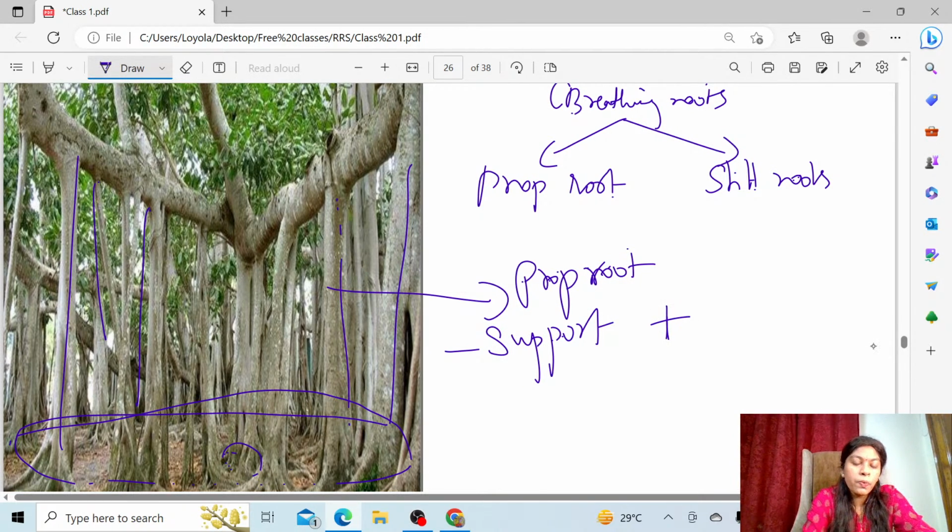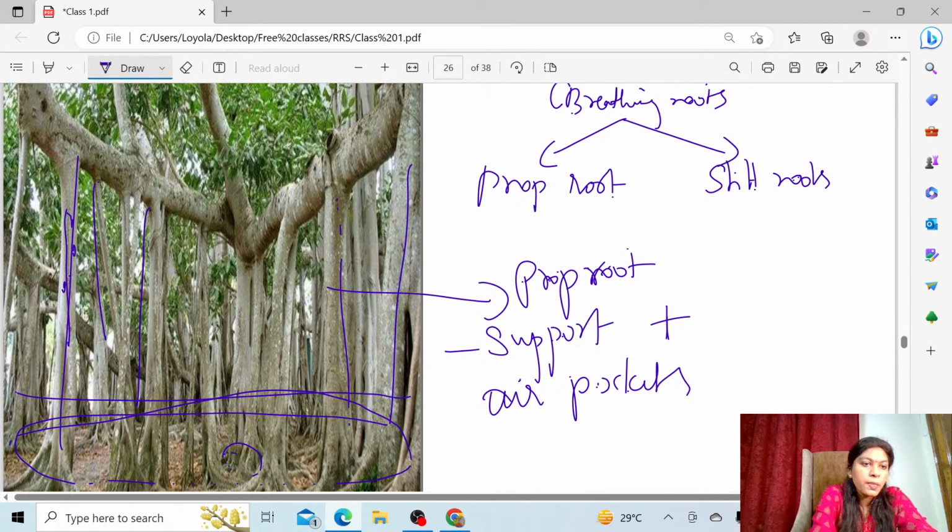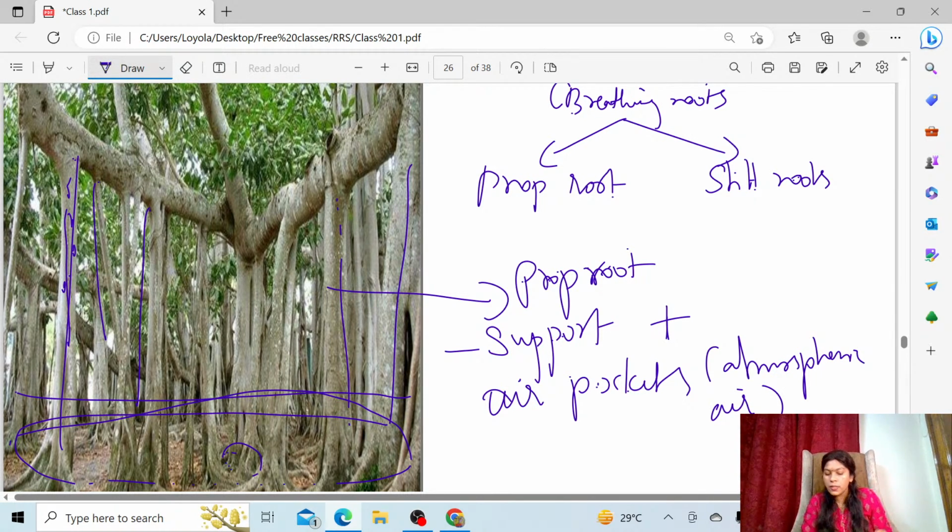Plus, these roots will have air pockets. So from the atmosphere, since the water will be at this level only, here there are air spaces in the roots. So the roots will absorb atmospheric air, moisture and nutrients from the atmosphere, and then supply them to the plant. This way, the prop root is helpful to the plant.